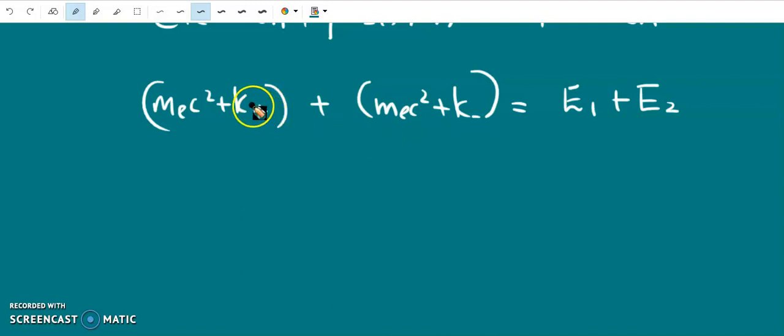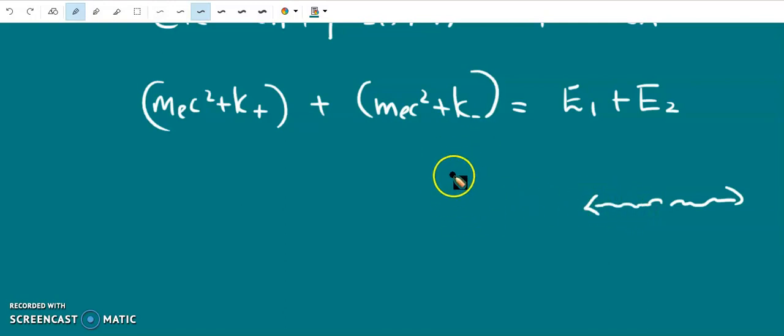So when they are at rest, K plus is 0 and K minus is 0, then E1 plus E2 is equal to 2 me c square. And the momentum conservation requires that these 2 photons have equal and opposite momentum. So the photons are produced such that the momentum is being conserved. One photon moves in this direction and the other photon moves in the opposite direction.